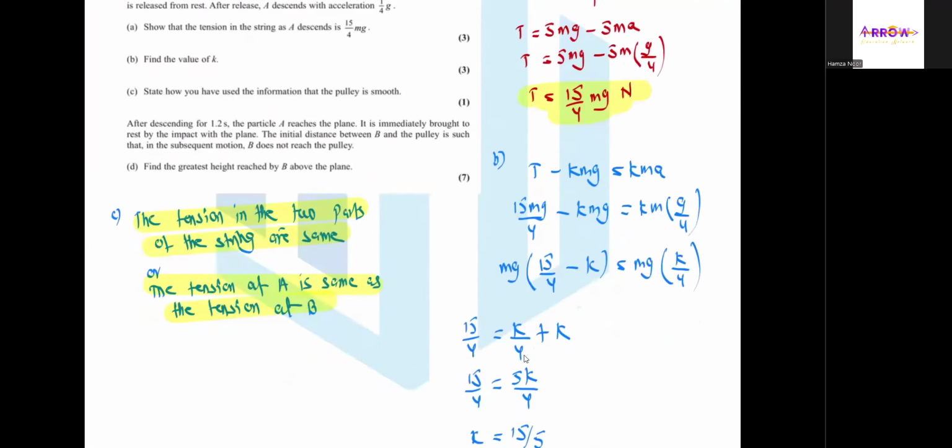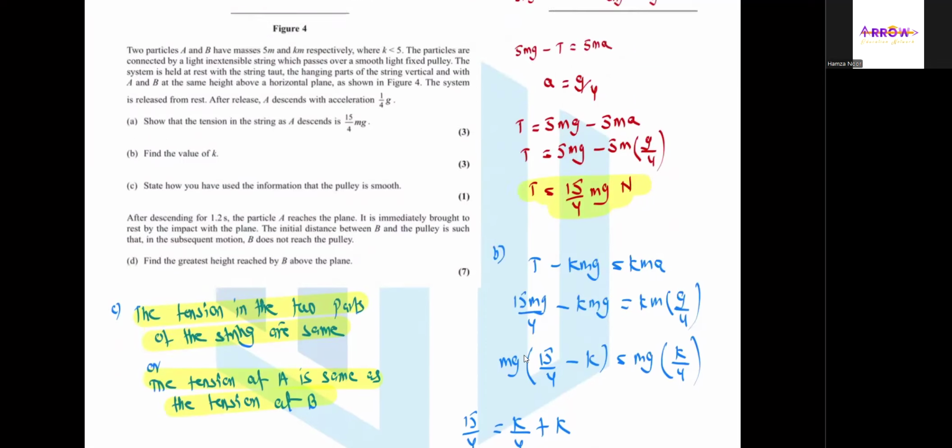Whenever you are asked about a smooth pulley, you need to consistently answer your question in this way, meaning the magnitude of the tension is the same on either side of the pulley.